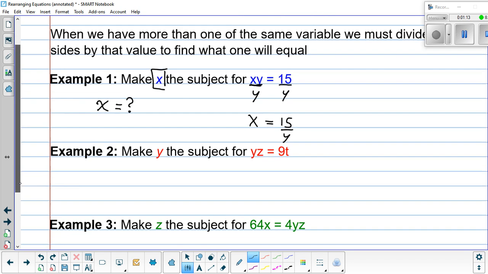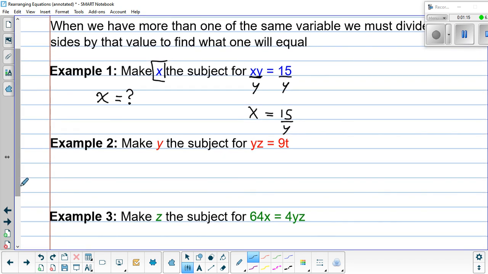Next, I have example 2. We want to make y the subject for yz equals 9t. Here, we want to leave the left side with just y, so we have to get rid of that z. So we divide by z. Sorry, I mean, we shouldn't have divided so far. So divide by z. And there we have y equals 9t over z.